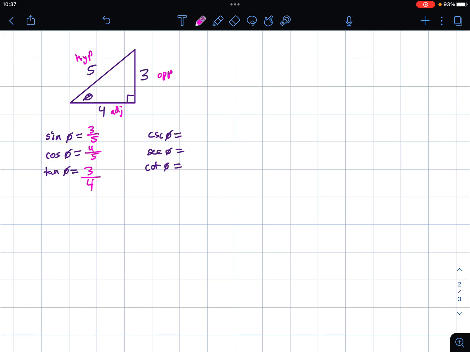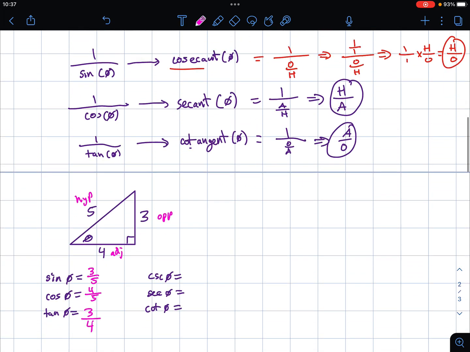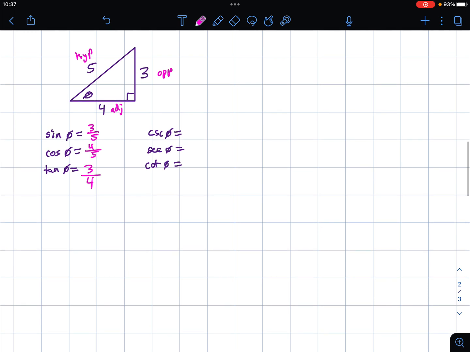And then the reciprocal trig functions. Cosecant, recall, is just h over o, which is the reciprocal of sine. So it's 5 over 3 instead of 3 over 5. Secant is the reciprocal of cosine. It is h over a, and in this case that would be hypotenuse of 5 over adjacent of 4. So it's 5 over 4. You can see it's the reciprocal of 4/5.